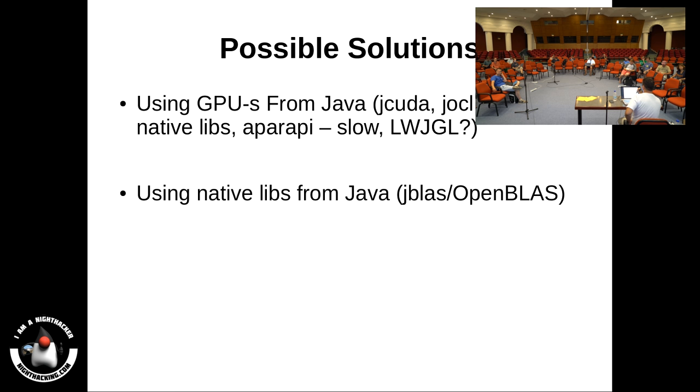So at the moment, if you want to use GPUs from Java, there are libraries that do that, for example, JCuda and JOCL, which are actually wrappers around native libraries. There is Aparapi, which is pure Java, but it is very slow. And then there is something I learned here at JCrete, a lightweight Java gaming library which provides some JOCL bindings. So if Yanis is here, he may give us some more information about that. Or if you don't want to use GPUs, you can use native libraries from Java using JNI, for example, we have a wrapper for the OpenBLAS library, which is an implementation of fast matrix operations.